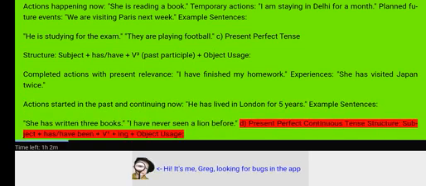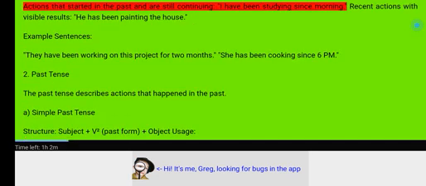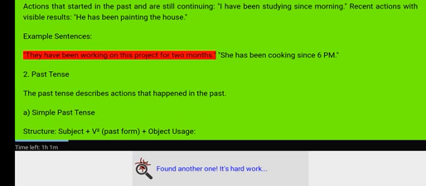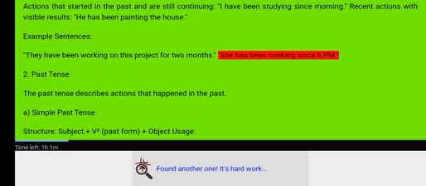D. Present perfect continuous tense. Structure: subject plus has, have been plus verb plus ing plus object. Usage. Actions that started in the past and are still continuing: I have been studying since morning. Recent actions with visible results: he has been painting the house. Example sentences. They have been working on this project for 2 months. She has been cooking since 6 p.m.